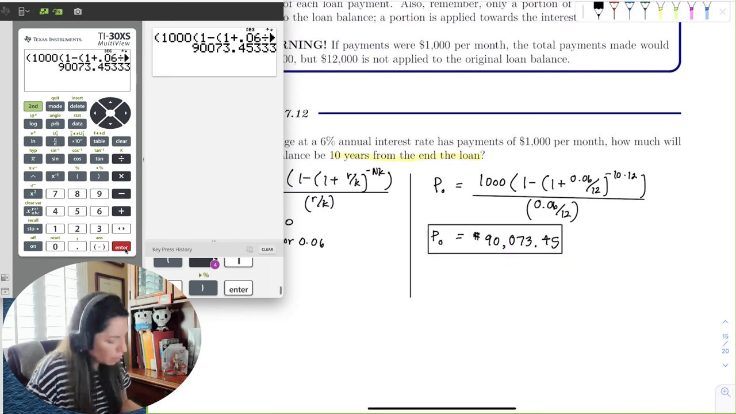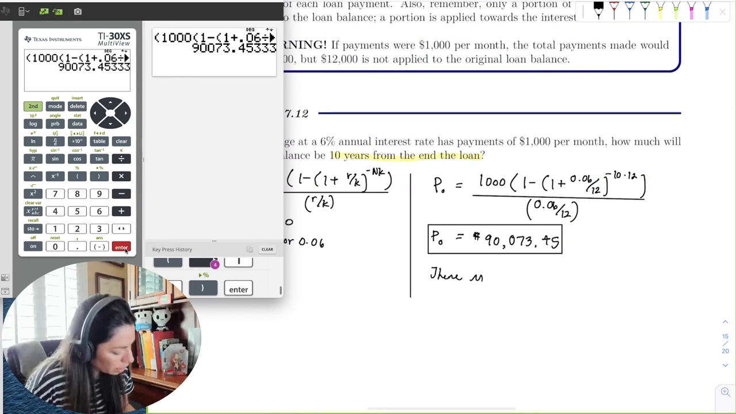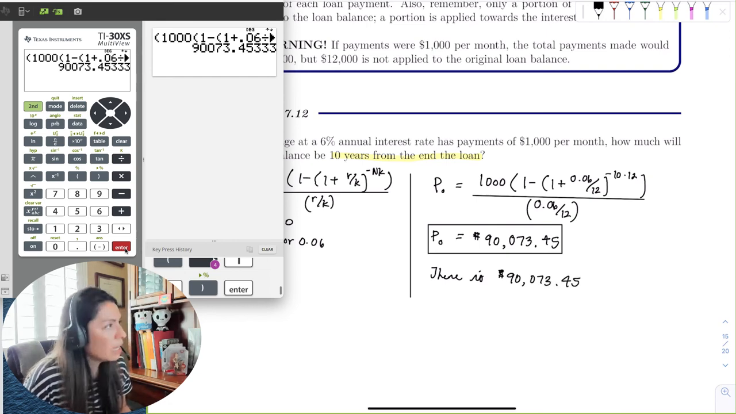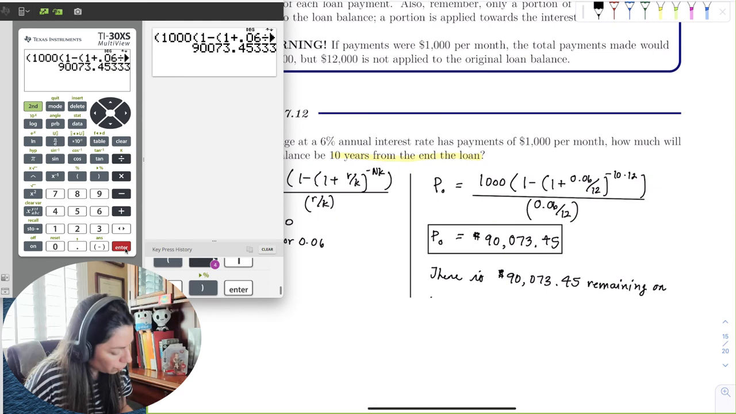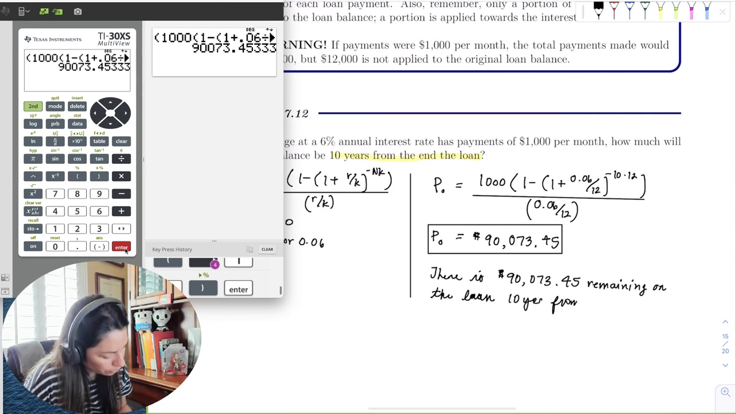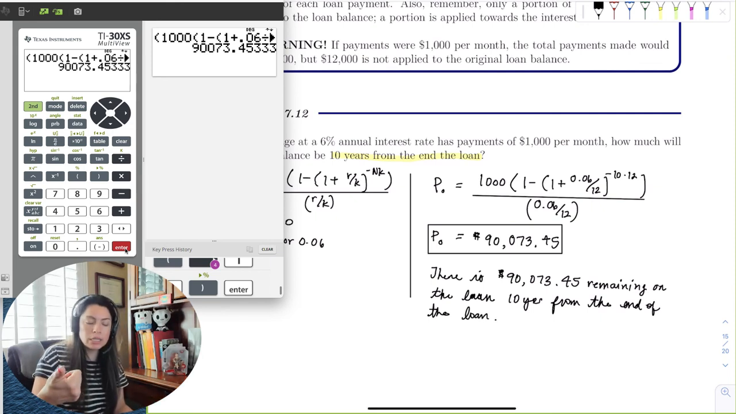So notice that there is $90,073.45 remaining on the loan ten years from the end of the loan. So as long as you know the monthly payment and how many years remaining on the loan, then you can see how much your remaining loan balance is for the remaining time of that loan.